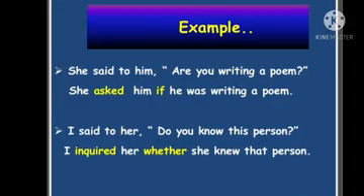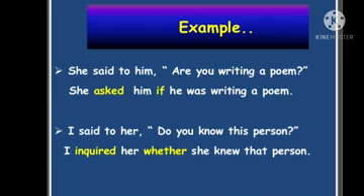Here you can see the examples related to auxiliary questions. She said to him, are you writing a poem? Then we will get the answer, yes or no. This question is made with the help of an auxiliary verb. So instead of said, we have to change into either ask or inquire. We have to use one of these reporting verbs. Then instead of that, we have to use if or whether. So see here, she asked him if he was writing a poem. One more thing you have to keep in mind, you have to remove the preposition to after using the reporting verb asked or inquired, no need to use the preposition to.